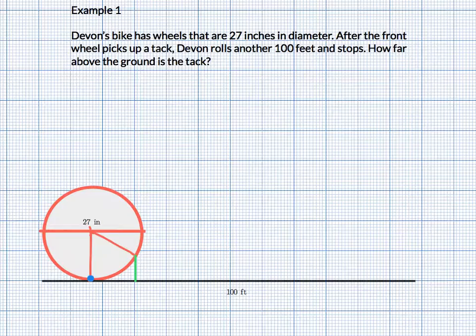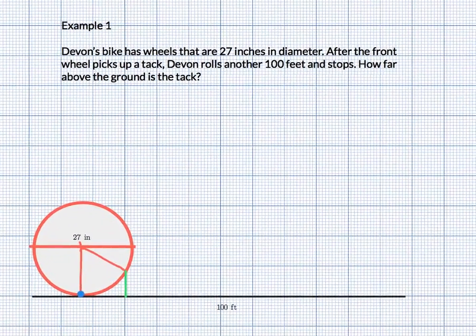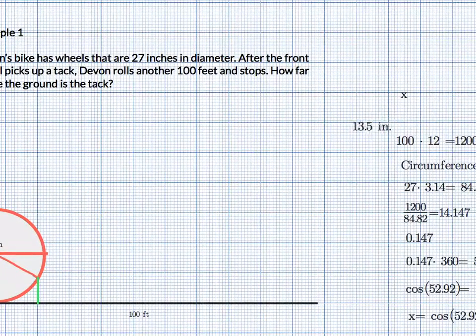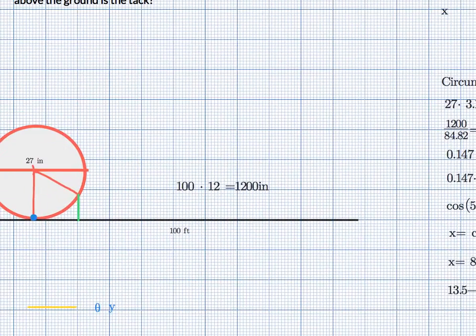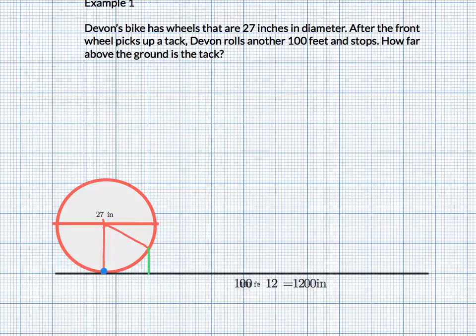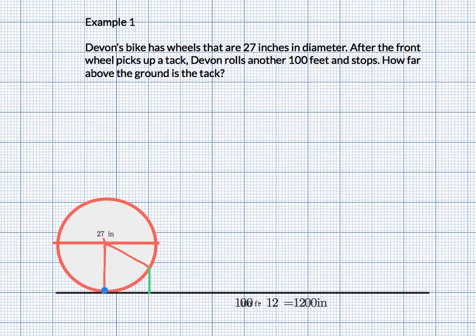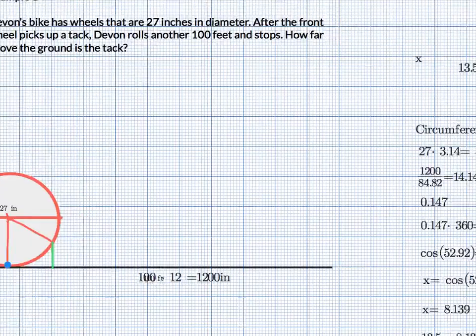First, we would need to convert the feet into inches, so we have the same units. To do this, we would multiply 100 times 12, since there's 12 inches in a foot, and we get 1,200 inches. We now want to find the circumference of the circle, so we can divide the length he rolled by the circumference to find the amount of revolutions Devon's bike spun for.